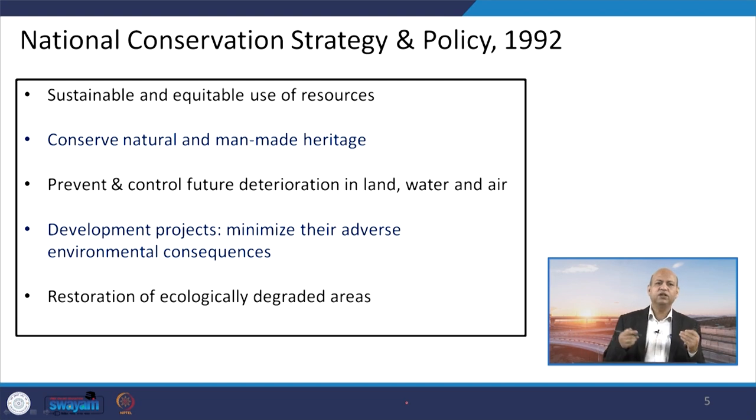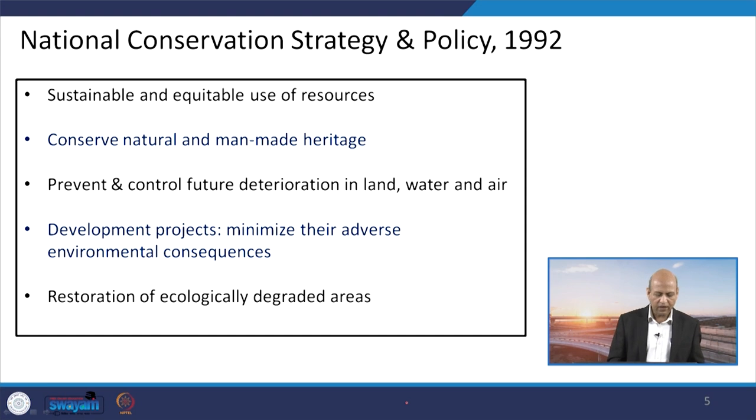And preventing and controlling the future deterioration of any part of the land, water or air. That is a very important aspect: any activity which can negatively influence the land mass, the water bodies or the airshed should be discouraged, or should be addressed properly if there is some activity with a negative impact.